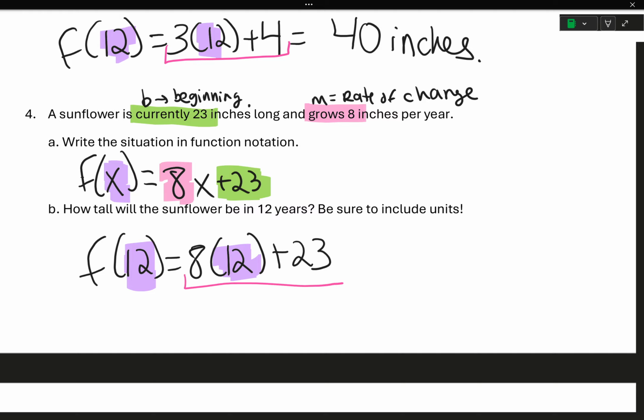All right, you can plug this into your calculator if you'd like, or you could just do it by hand. I'll talk you through it. 8 times 12 is 96, and 96 plus 23 is 119. Oh, inches. It'll be a very tall sunflower.